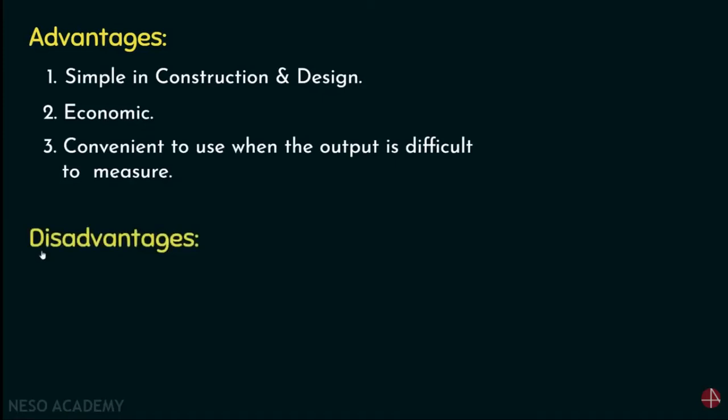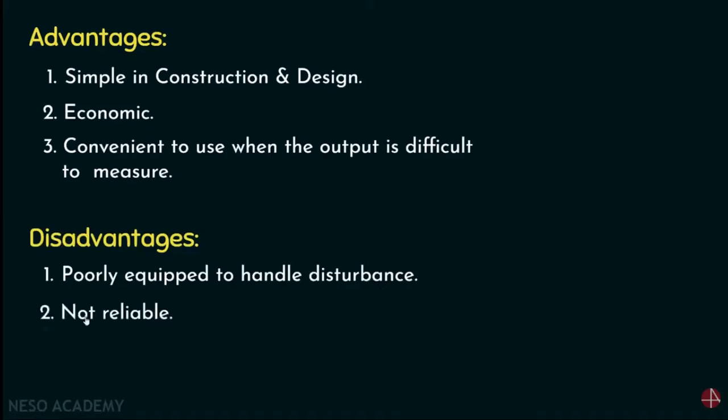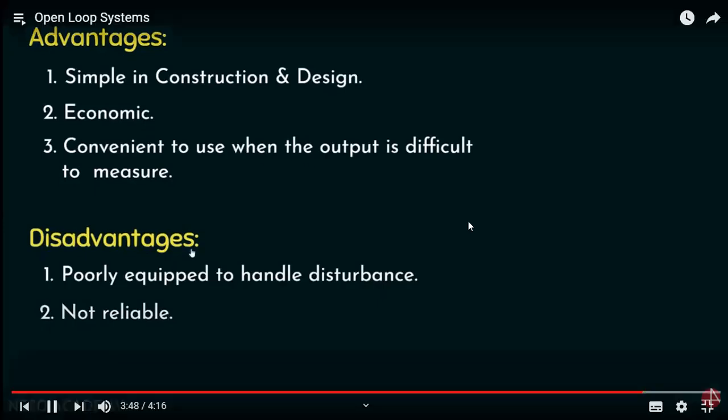The major disadvantage of using any open loop system is that it is poorly equipped to handle disturbance. And as it can't handle disturbance, it is not reliable. So in order to remove the disadvantages of the open loop system, we will add one feedback factor from the output side to the input side.